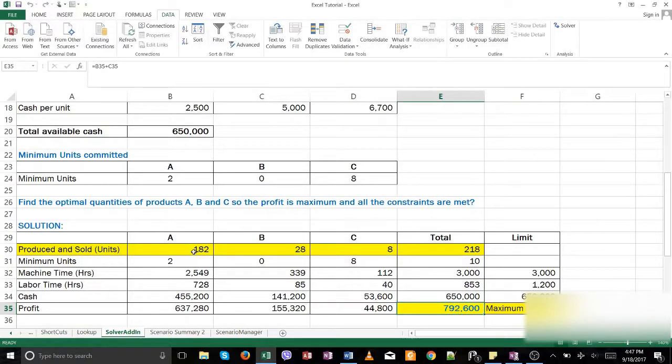It has solved the problem for us, and it says that you produce 182 units of A, 28 units of B, and 8 units of C. Thereby you will comply with all the requirements relating to cash, labor hours, machine hours, and the profit will also be maximized. So that's all for now.